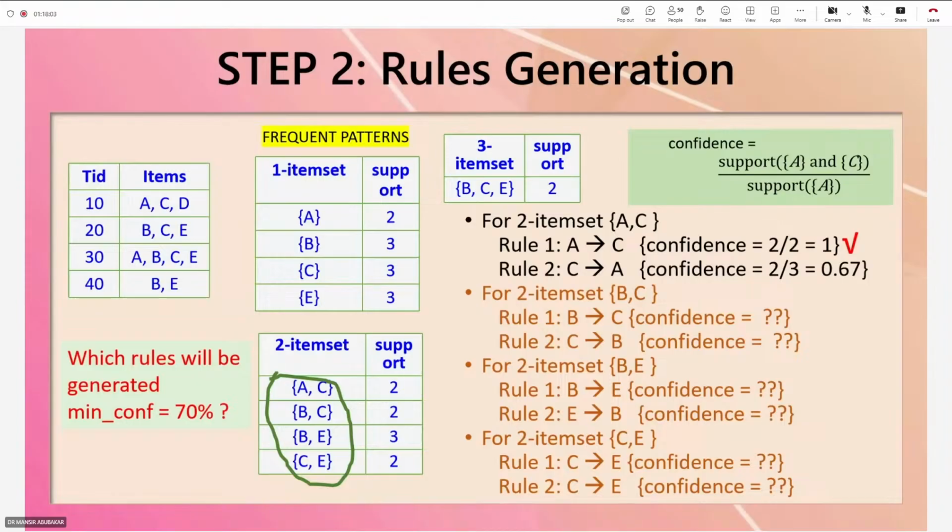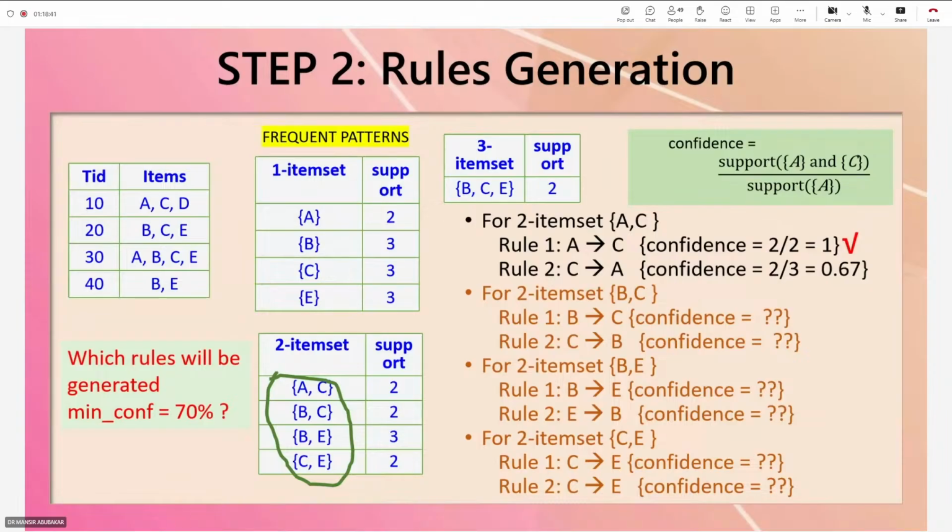If you go to the two item set here, the support of A and C is 2. Then divided by the support of A, which in our one item set is 2. So 2 over 2, we are going to have 1. 1 actually indicates 100%. 100% is greater than 70%, which is the minimum confidence. So this rule is satisfied. That means wherever there is a purchase of item A, it implies that there is a purchase of item C. It's 100% confidence. So can we check in the data set and see?